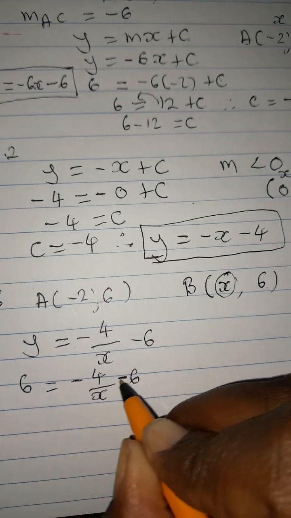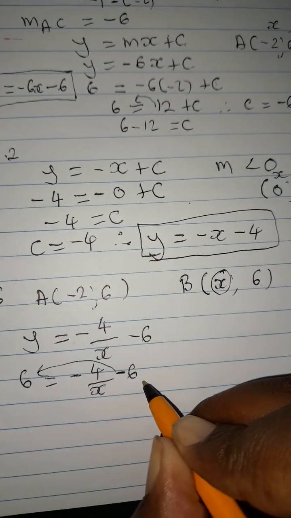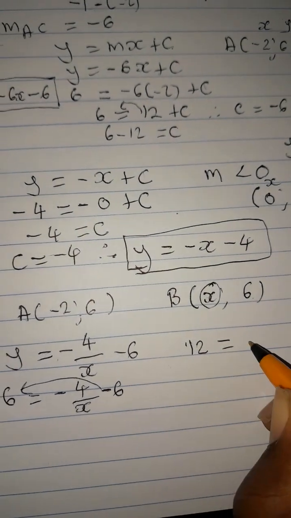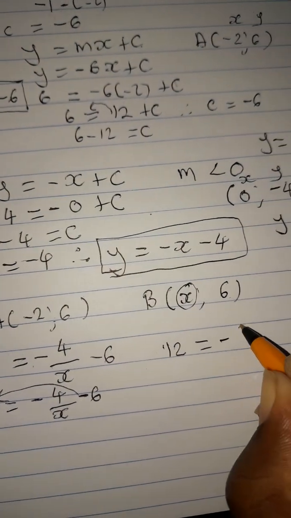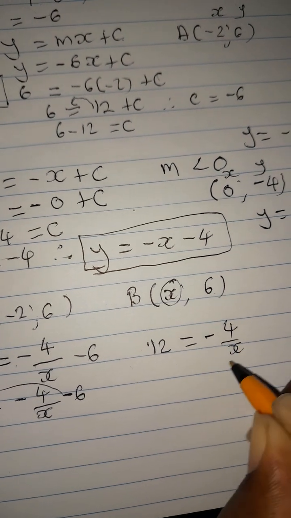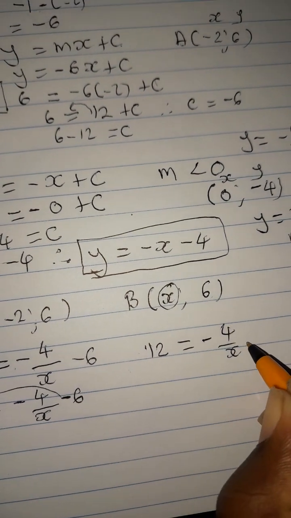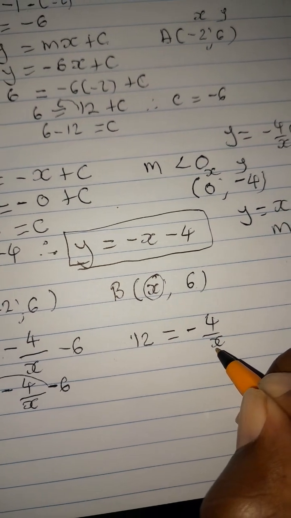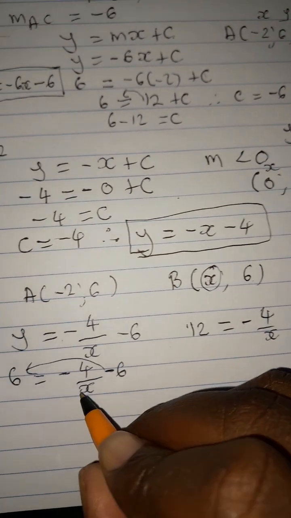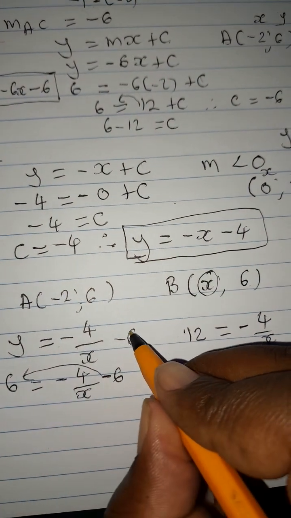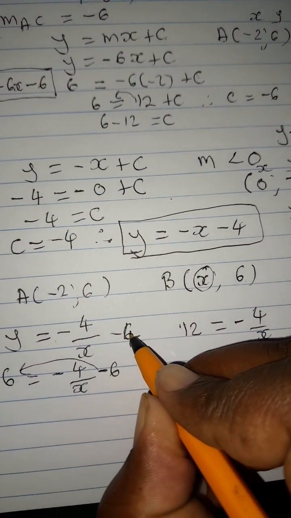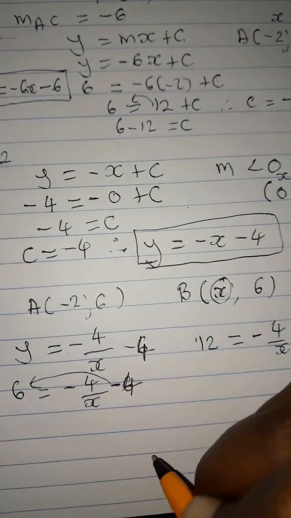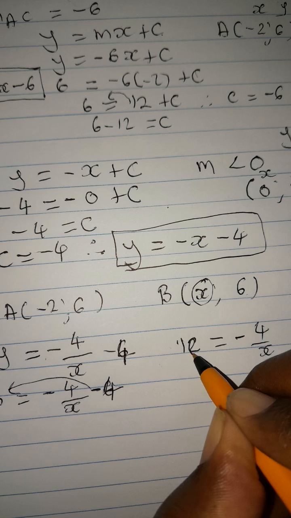Negative 6. So if we take negative 6 to the other side, it will be 6 plus 6, which will be 12, which is 12 negative 4 all over x. Then what we can do here, guys, is to use math. I think I'm making a mistake here. Here it was given as negative 4, not 6. Sorry for that. Because when you take negative 4 to the other side, it is 6 plus 4, which is 10. So we are having 10 here.